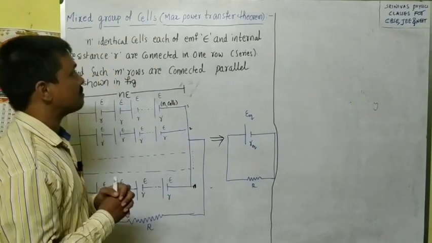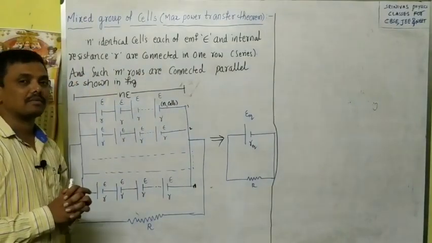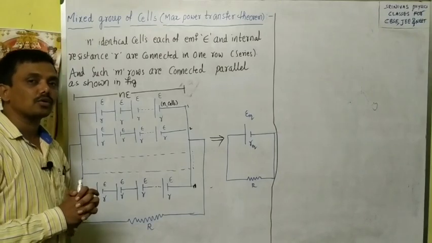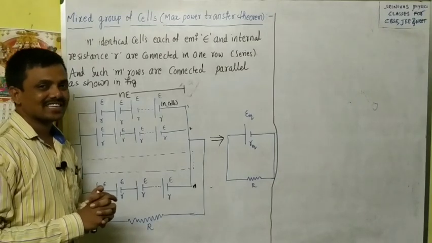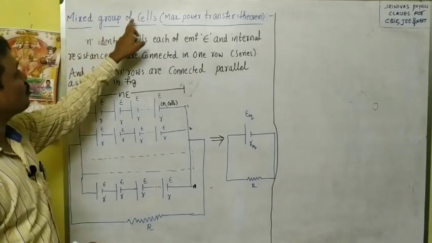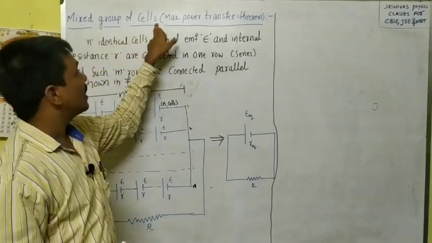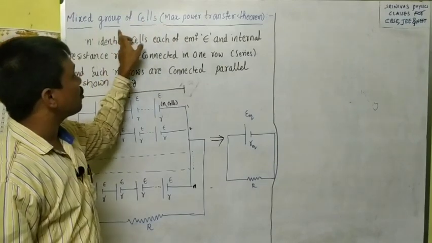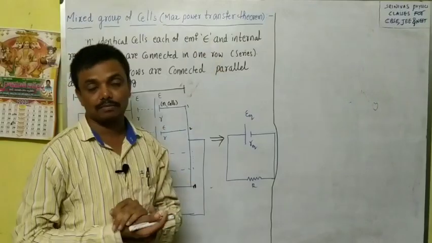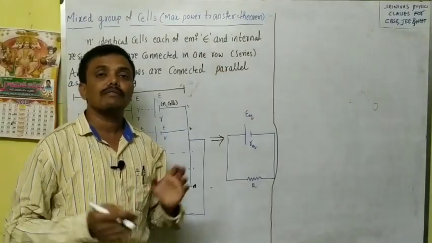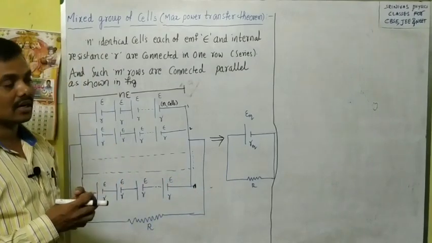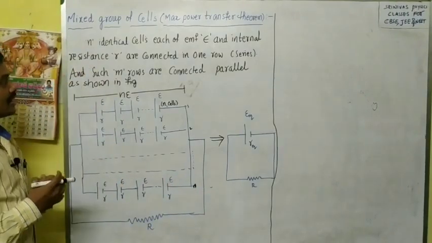Look at here, one example of how to find the effective EMF and how to find the current through the load resistance in the mixed group of cells. That I am going to explain. Listen very carefully. The heading is mixed group of combination of cells and maximum power transfer theorem. In this mixed group, when will we get the maximum power? What is the condition to get the maximum power transfer? And look at here what we are taking.